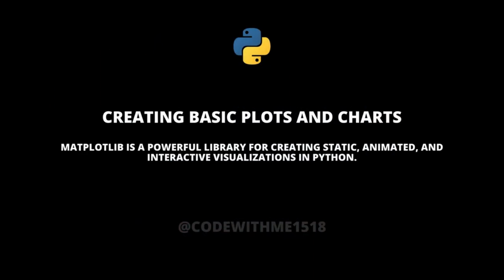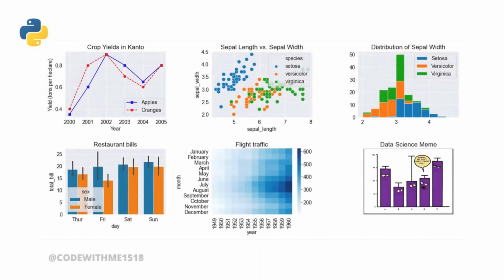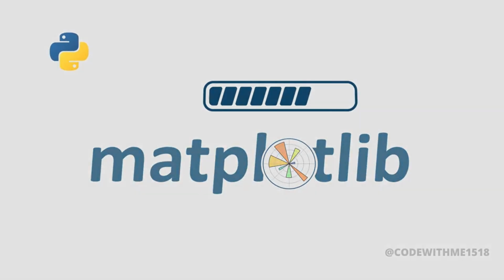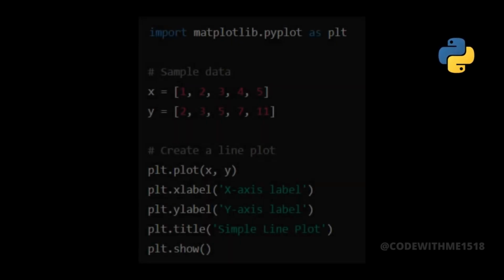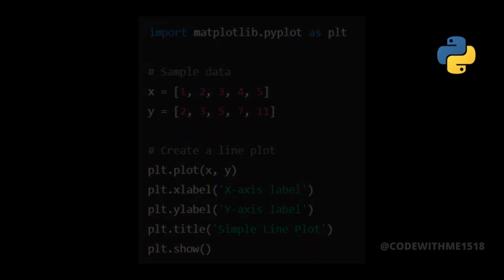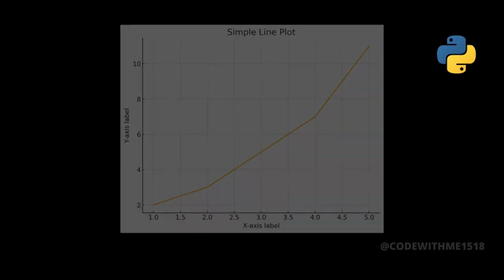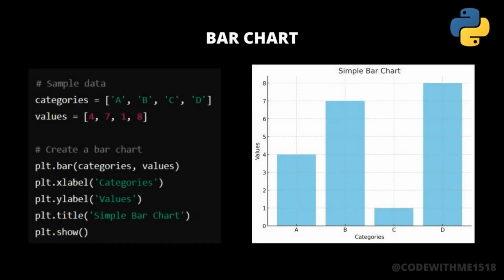Matplotlib is a powerful library for creating static, animated, and interactive visualizations in Python. Let's start with some basic plots and charts. First, you need to install Matplotlib if you haven't already. You can do this using pip. Once installed, let's create a simple line plot. This code creates a basic line plot with labeled axes and a title. The plt.show function displays the plot. You can also create bar charts, histograms, scatter plots, and more. Here are a few examples.